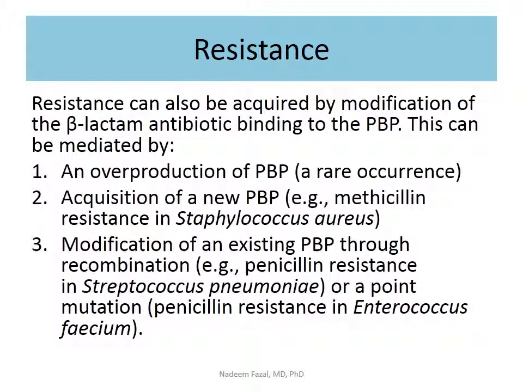So in this case, especially if they modify the existing penicillin binding protein, that happens in Strep pneumoniae, right? Or a point mutation may happen in Enterococcus faecium. So two important things. One is the recombination that we discussed as one of the three mechanisms. That happens in S. pneumoniae. The other one is a point mutation that happens in Enterococcus faecium.